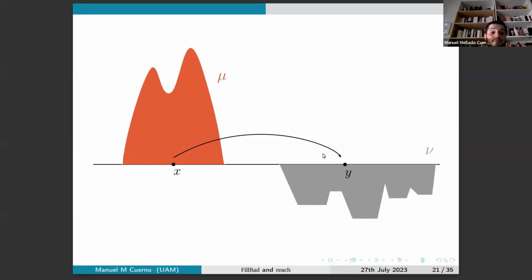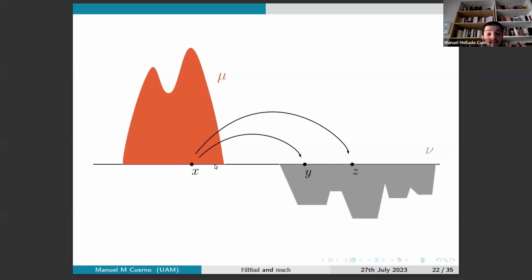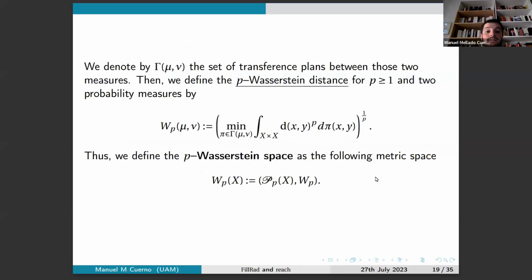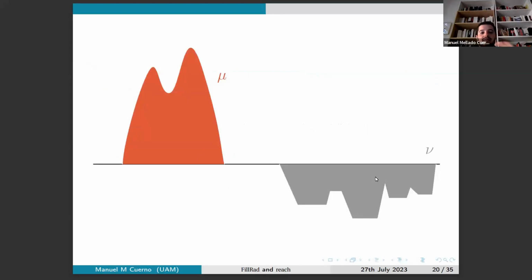So, for example, we can take the point X to the point Y, or we can split X between Y and Z. This optimal transport problem is computed by the Wasserstein distance. So it is a very graphical meaning of the Wasserstein distance, this pile of sands, courtesy of Jaime Santos.